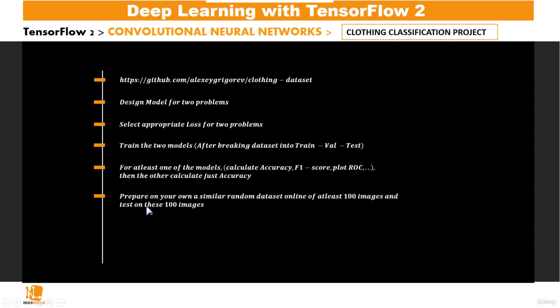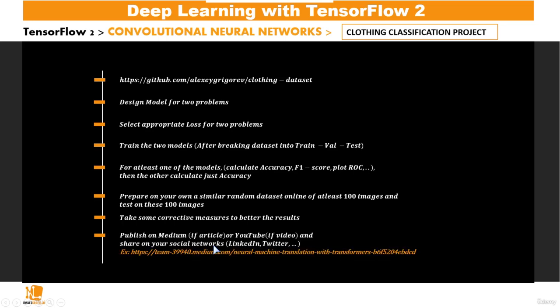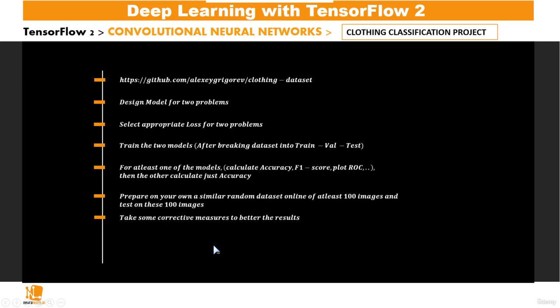Then you shall prepare your own similar small random dataset online of at least 100 images and test on these 100 images. Then you should take some corrective measures to better the results. It should be noted that in this project, you shall be using the convolutional based model in solving this problem.